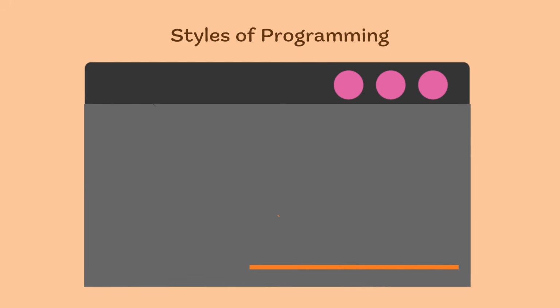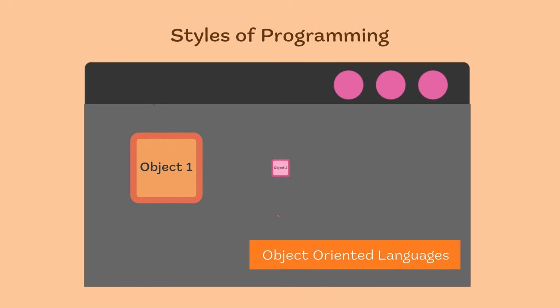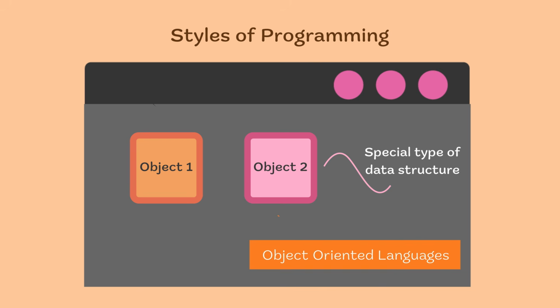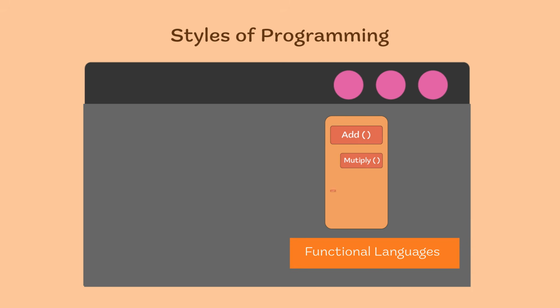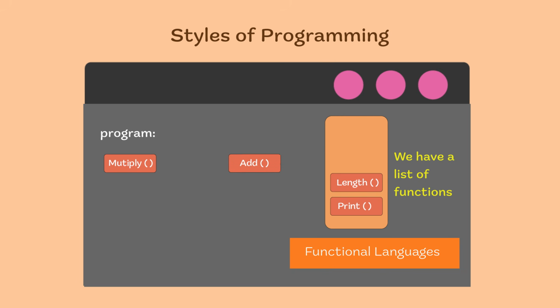Then we have the object-oriented programming languages. In this case, the programs are organized around objects. An object is a special kind of data structure that combines data and behavior. Example, Java, C++, Python, etc. Then we have functional programming languages that focus on computing results using functions. So, we have a bunch of pre-made functions and we perform all the tasks using these available functions.